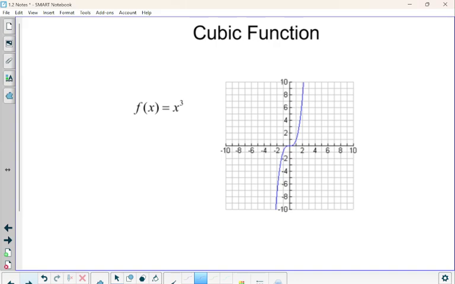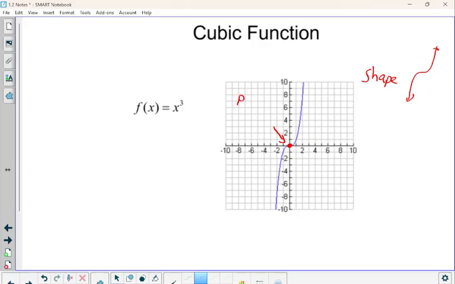A cubic function. So y equals x cubed, or x to the third. Okay, so what's some important things here? Again, the shape, it goes up, flat, and up. And this flat spot right in the middle has a name. You don't need to know it right now, but we will learn it soon enough.